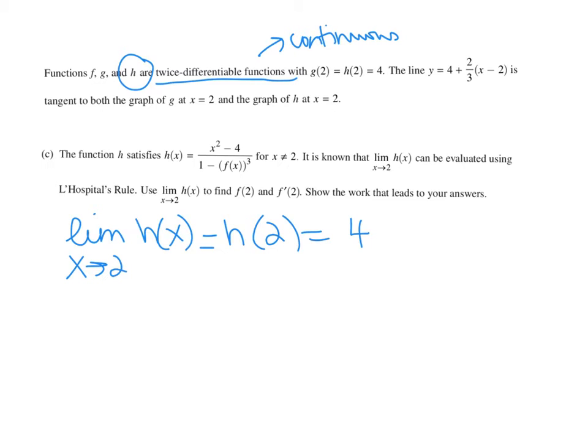So for this problem, if you write out that the limit as x approaches 2 of h of x equals 4, you actually will get your first point.